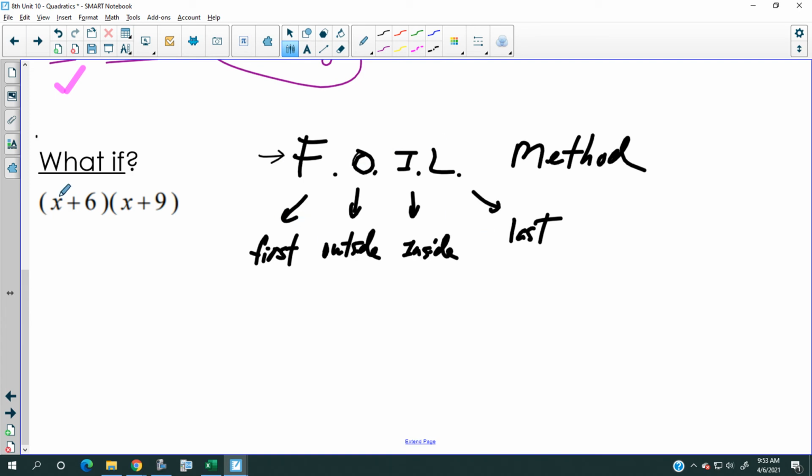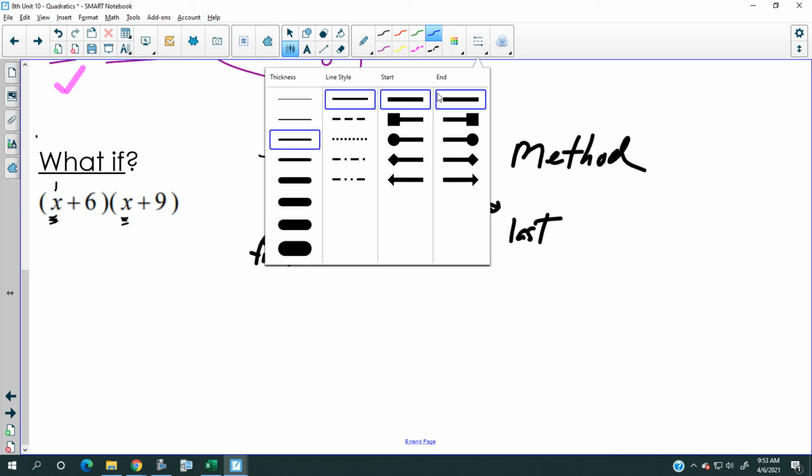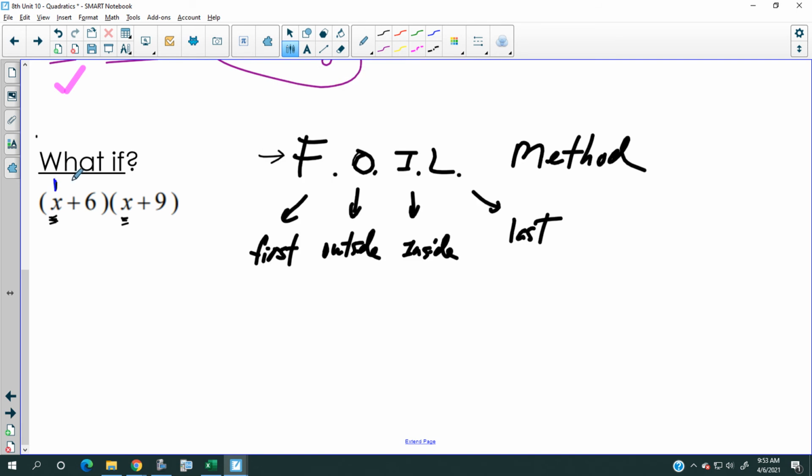First, meaning the two first terms, right? Because this is the first term of this expression, and this one is the first term of that expression. So first means this. Should use a different color. X times X. That's the first thing. So now, I'll try to be a good teacher and write it out. First means X times X. What's X times X? Yeah, X squared.